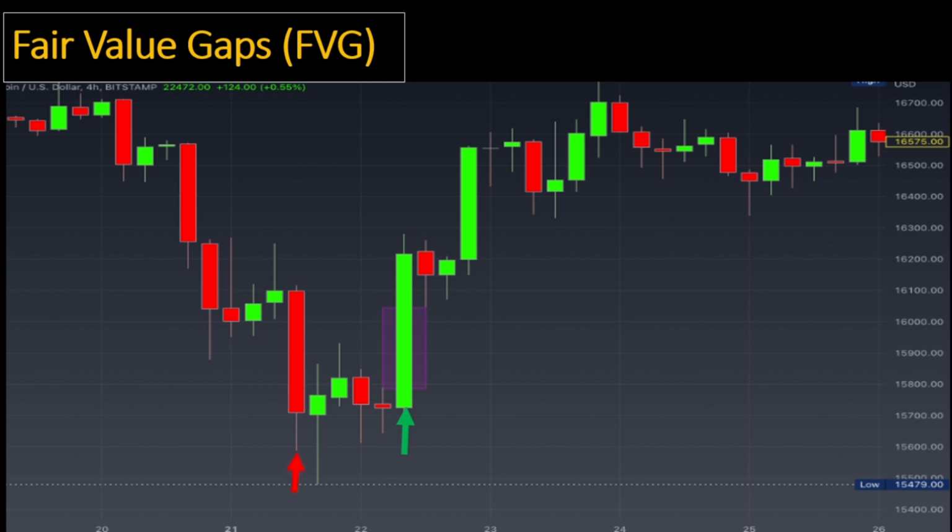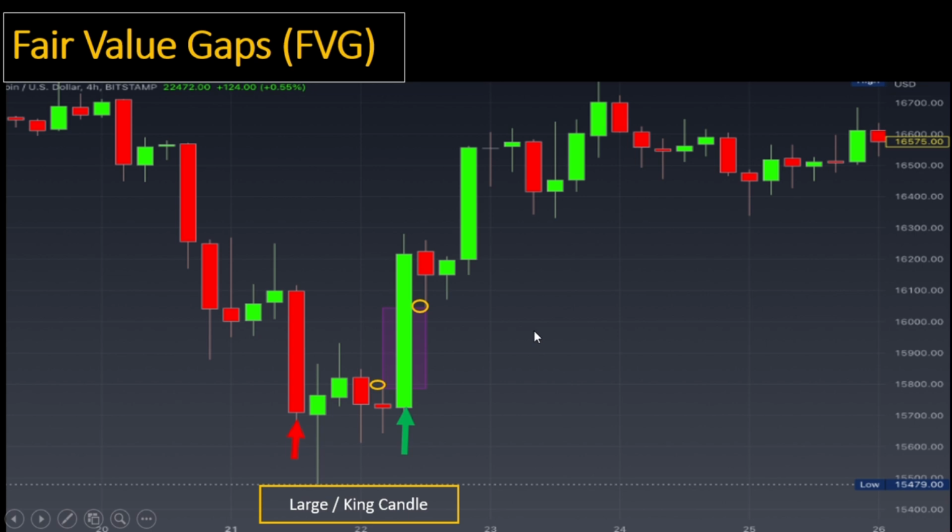These gaps are characterized by a large candle body. Take a look at this example. We can identify a fair value gap by observing the size of the candle body. To pinpoint the gap, follow these steps. 1. Look for a large candle body, like the one shown in the chart.